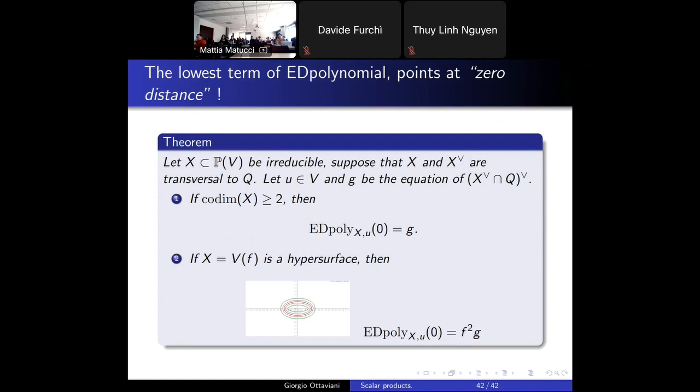And you remember when I showed you the ED polynomial of an ellipse, there was the ellipse and there was an extra term. And I told you I will tell you at the end what the extra term is. There are no real points. The extra term is this one. So X dual intersected with the Q, and then again the dual.